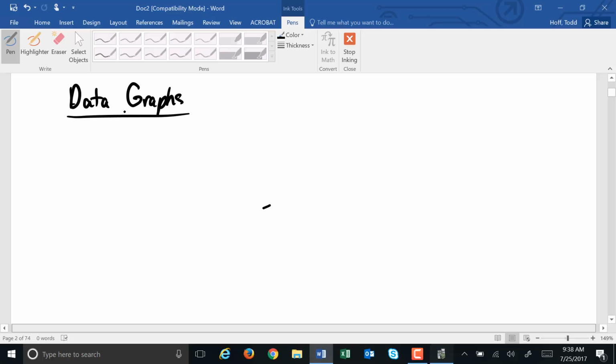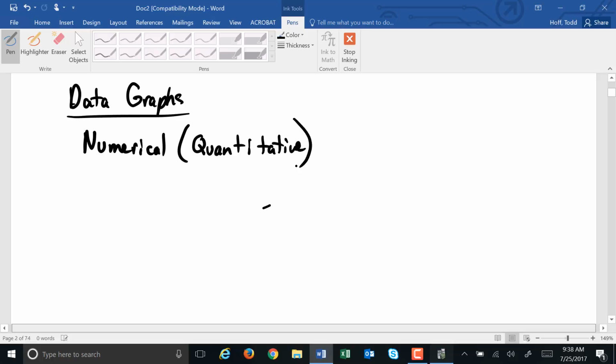So one of the data graphs that we are going to look at, well, there's going to be 2 types of graphs that we're going to look at. There's going to be what's called the numerical, sometimes called quantitative. Quantitative just means dealing with quantities or numbers. So what we are graphing are numerical results.